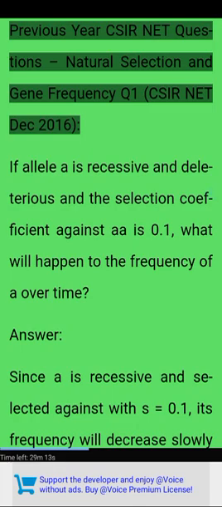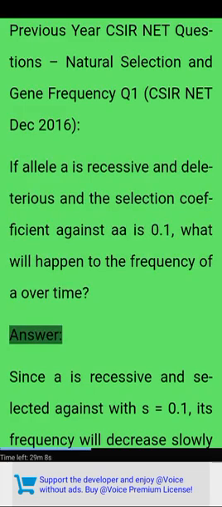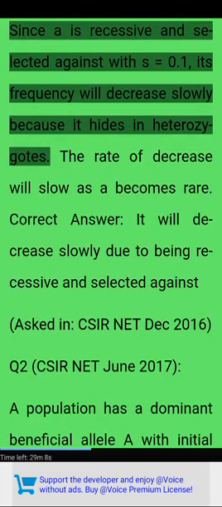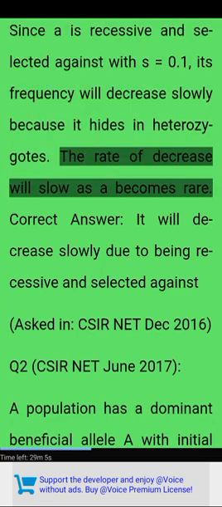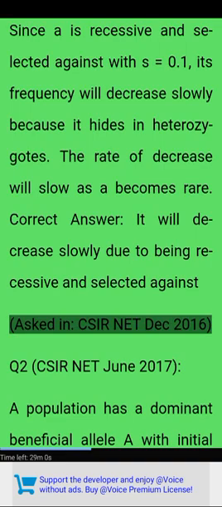Previous year CSIR NET questions: natural selection and gene frequency. Q1, CSIR NET December 2016. If allele a is recessive and deleterious and the selection coefficient against a is 0.1, what will happen to its frequency over time? Answer: since a is recessive and selected against with S equals 0.1, its frequency will decrease slowly because it hides in heterozygotes. The rate of decrease will slow as it becomes rare. Correct answer: it will decrease slowly due to being recessive and selected against. Asked in CSIR NET December 2016.